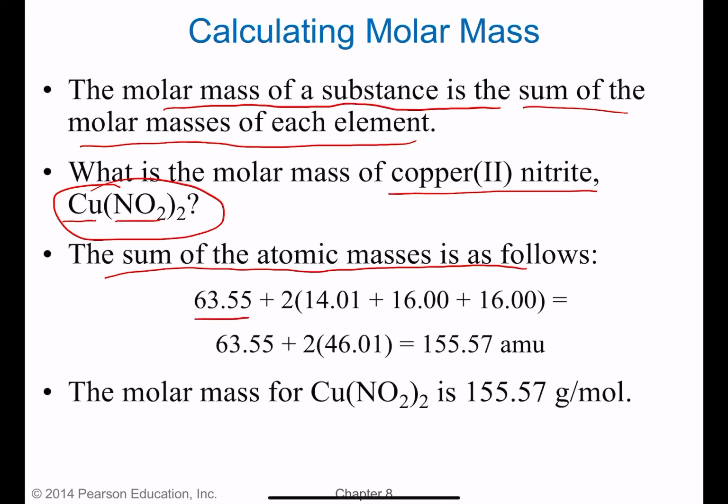So 63.55, that is the value for copper off the periodic table. Now we've got this 2 right here because there's 2 nitrates in the formula. This 14 is for the nitrogen. This 16, or both of these 16s, are for the oxygens. But you pretty much just add them all up, and we get 155.57 grams per mole for the molar mass of copper 2 nitrate.